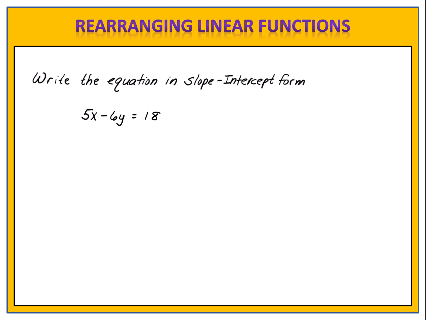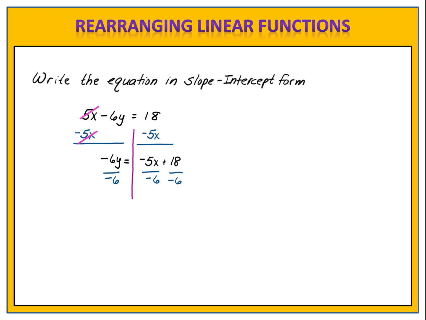Our goal is to solve for y, in other words, to get y alone on the left-hand side. We begin by drawing our line down through the equal sign and subtracting 5x from both sides. When we do that, we're left with a negative 6y on the left, and on the right, we have negative 5x and positive 18. Now we have to isolate y by dividing everything by negative 6.